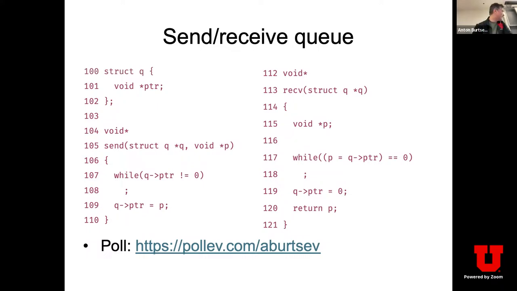Okay, so the poll asks you the following question. Is everything good with this queue? Does it work if you're sending between two different cores, for example, two threads running on two different cores, or even on one core?